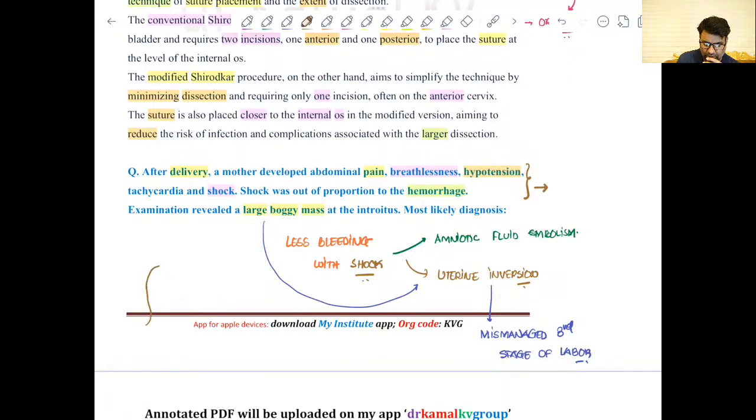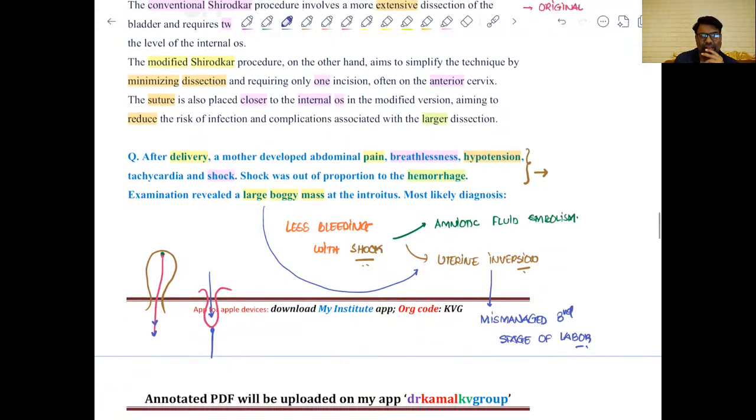And what do you mean by the word inversion? Suppose this is the uterus, and the placenta is like this. Now if you give traction over the placenta when it is still attached to the fundus, what will happen? The fundus will come out like this, outside, and this is the placenta which is attached. So this is known as uterine inversion. The uterus has come outside because you have pulled the placenta when it was still attached to the fundus of the uterus, and therefore it has brought the uterus inside out through the introitus.